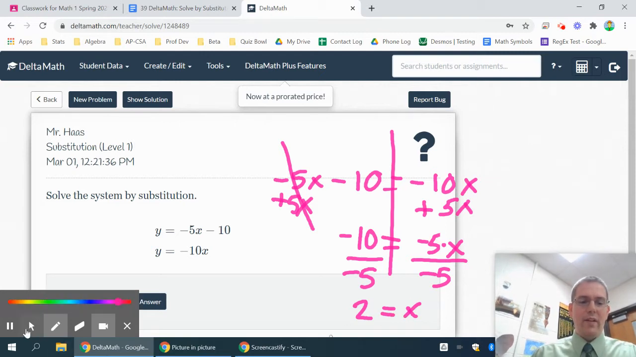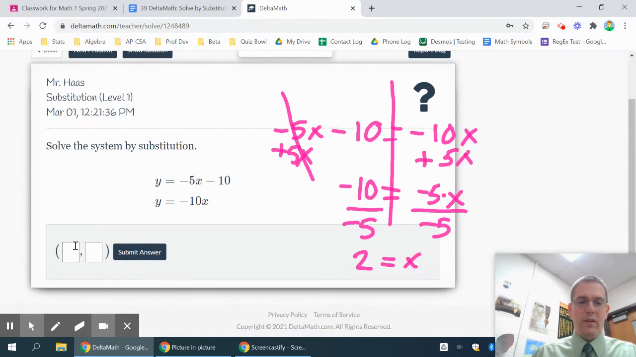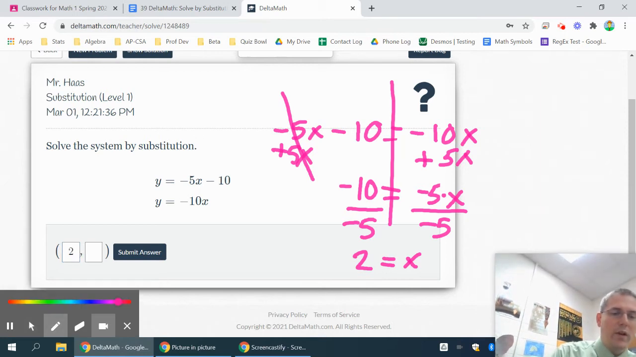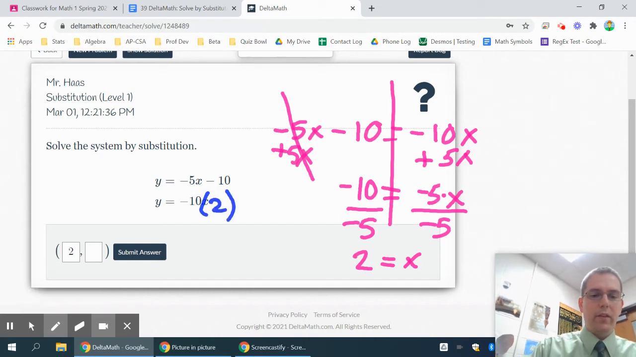The good news is I have half of my answer. So I know that the first part of my answer is a 2. Bad news is I need to get the y value, and to get the y value, just pick out whichever equation you think is easier. I'd probably pick the second one. So just replace the x with a 2.